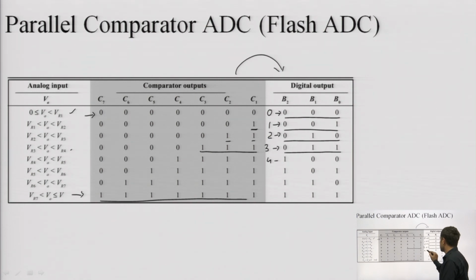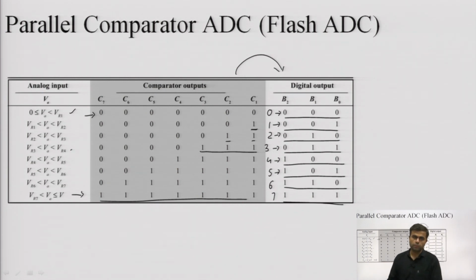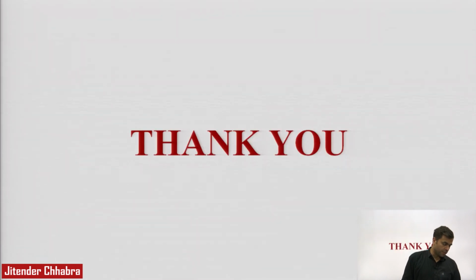Similarly, 4 comparator outputs high becomes 100. 5 comparator outputs high, 101. 6 comparator outputs high, 110. 7 comparator outputs high, 111. Okay. So for this arrangement of flash type ADC, we are getting these different outputs. So we can see that the analog voltage is getting converted into digital by this flash comparator.